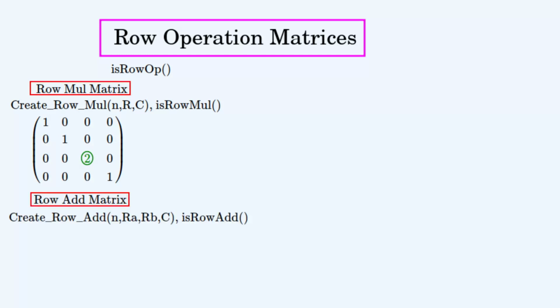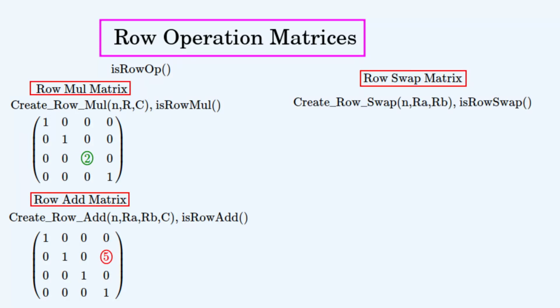since this sort of row multiplication operation isn't useful. The second type of row operation is the row add operation, which adds a multiple of one row to another, and here are its corresponding functions. This is an example of such a matrix. It is an identity matrix with a non-zero number in the non-diagonal region of the matrix. This number may also be equal to 1.